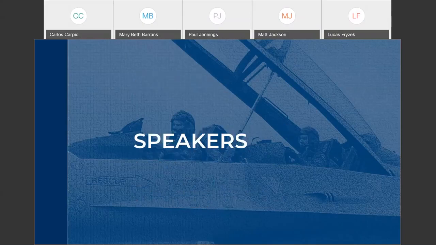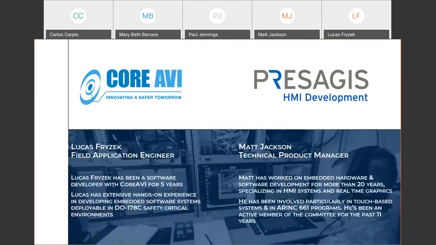The speakers today, we have one speaker from each company. Lucas Freizek is a field application engineer with Core AVI. He's been a software developer and now a field application engineer with Core AVI for 5 years. Got extensive hands-on experience in developing embedded software and in deploying DO-178C safety critical systems.